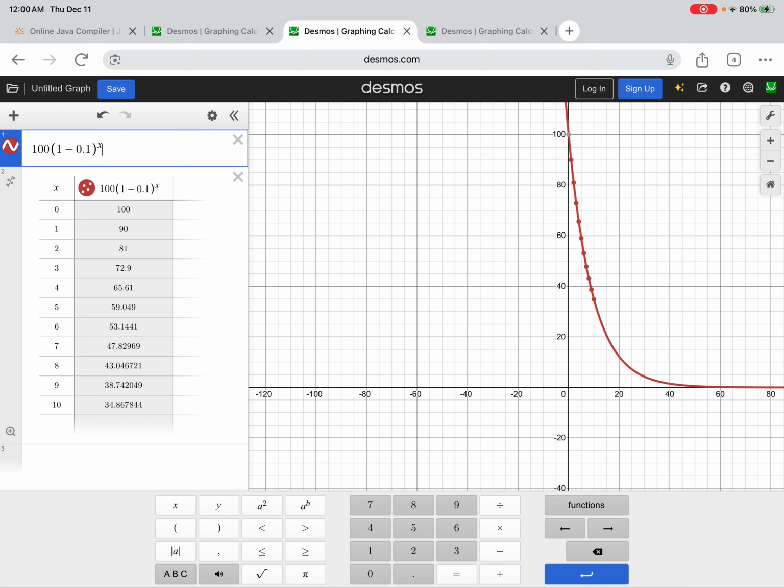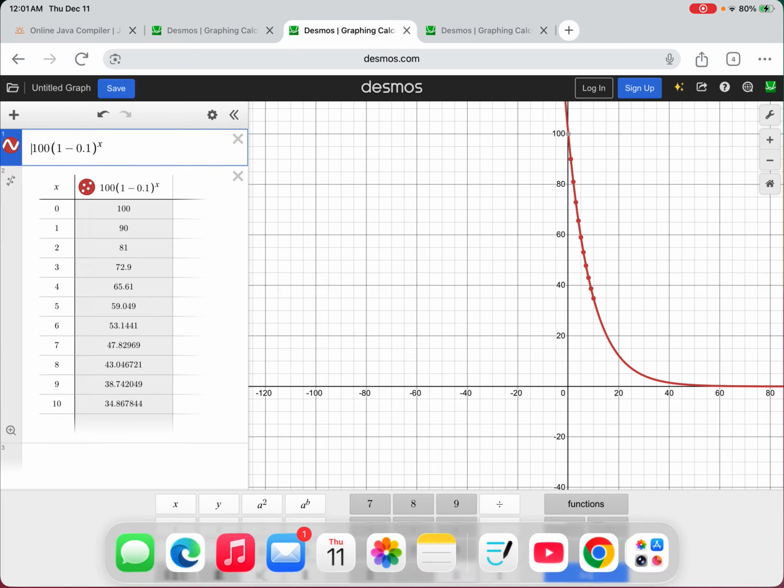You might be wondering what this equation right here has to do with modern logarithmic equations. Because 100 quantity 1 minus 0.1 to the power of x is not a logarithmic equation. Actually, it's an exponential decay equation. Well, the answer is pretty simple.